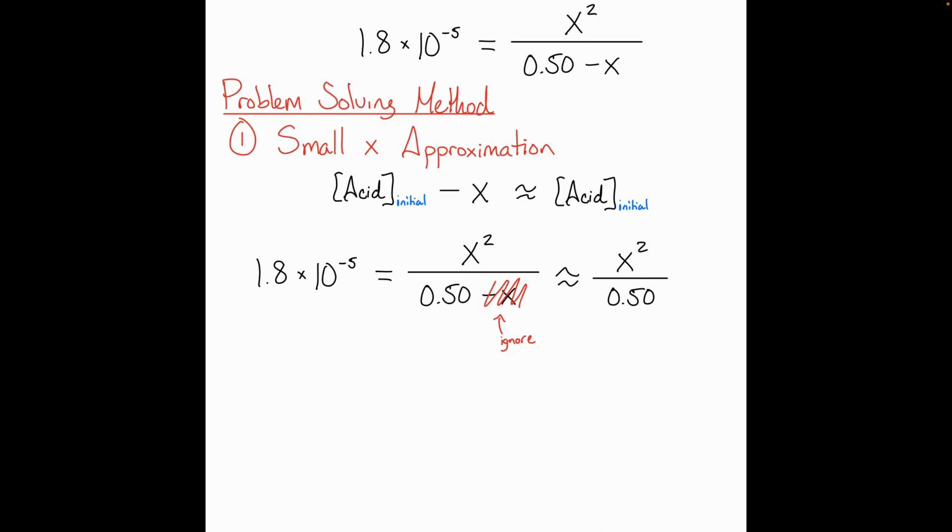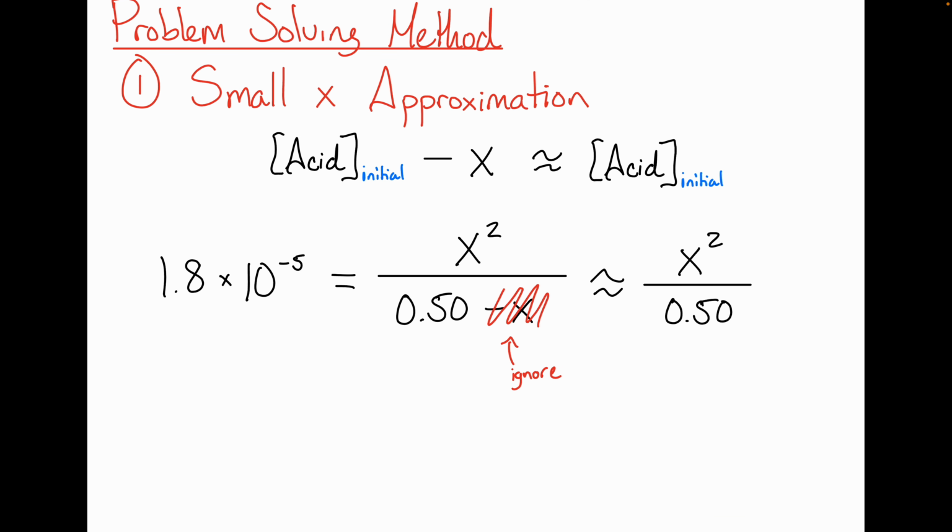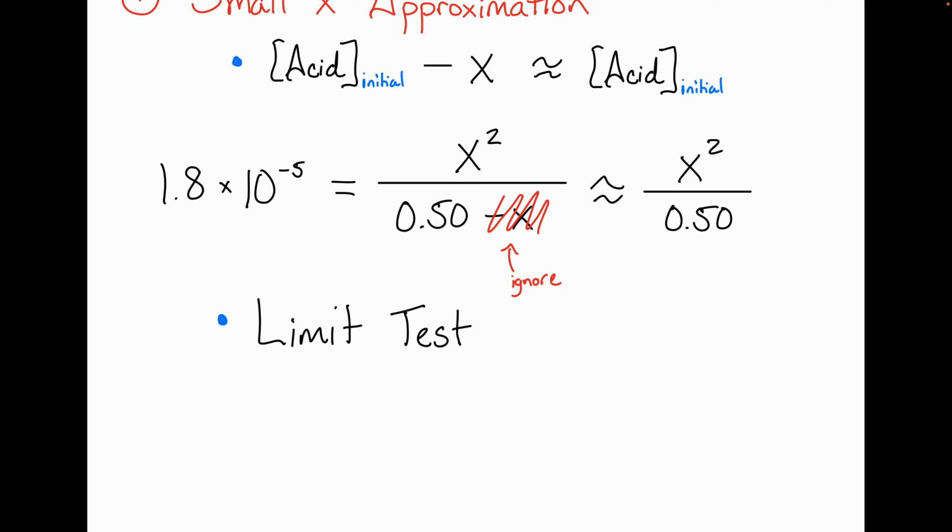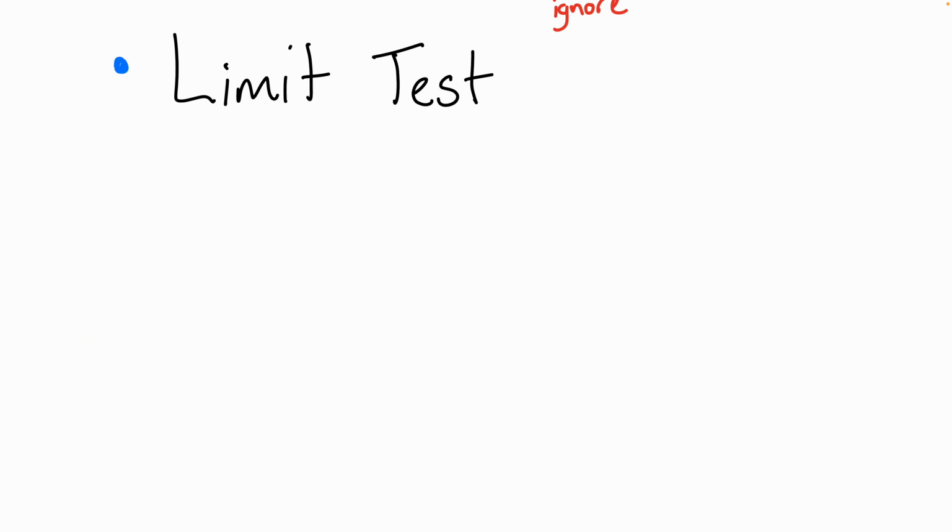Cool. All right. One more thing about this small x approximation that we're going to note here. We have a limit to that small x approximation. Basically, x better be sufficiently small, or all of a sudden that approximation's no good, right? So we need to make sure that x is sufficiently small. So we have this test. What we want is for what we call the percent ionization to be less than 5. Less than 5% ionization.